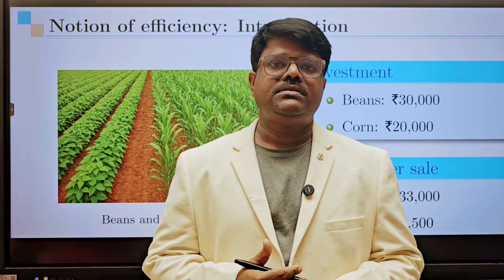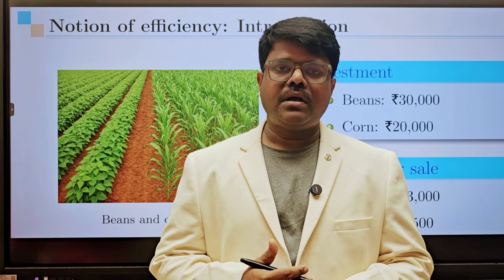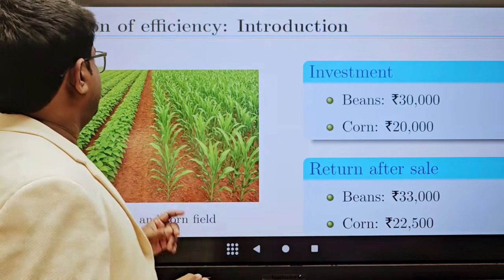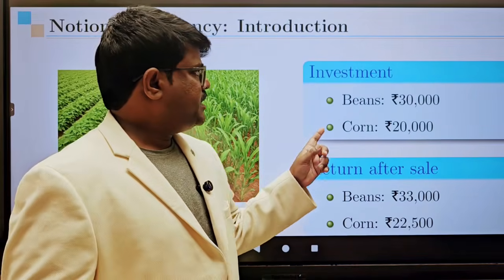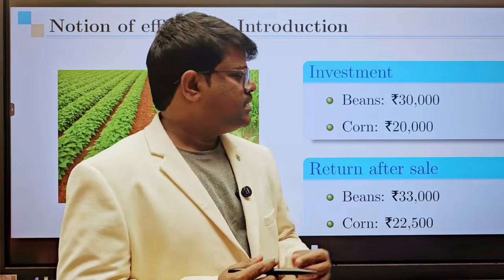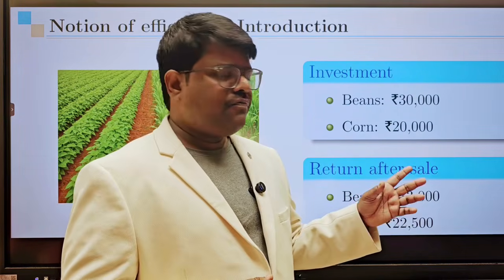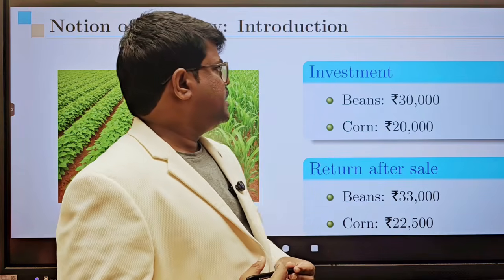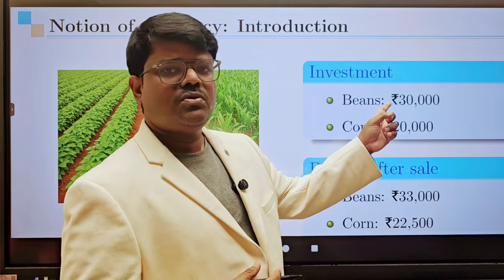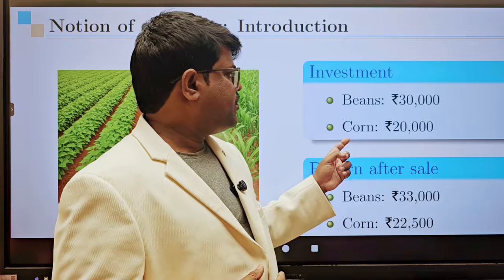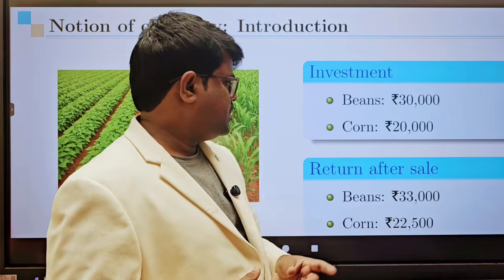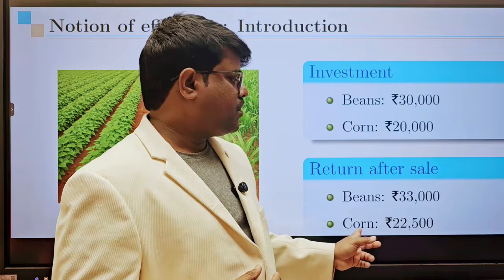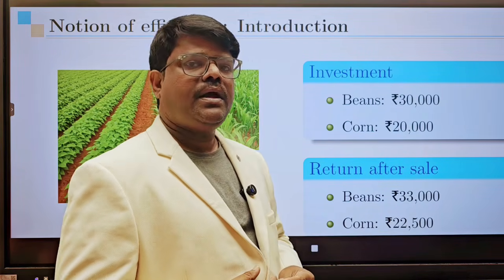In today's class, I will explain the concept of efficiency. Consider two types of crops, one is beans and another one is corn. Investment is 30,000 for beans and 20,000 for corn. Return after sale for beans is 33,000, for corn is 22,500.